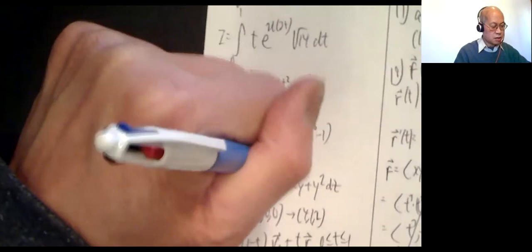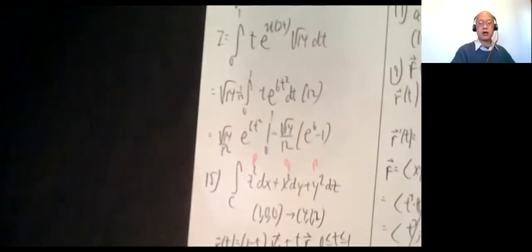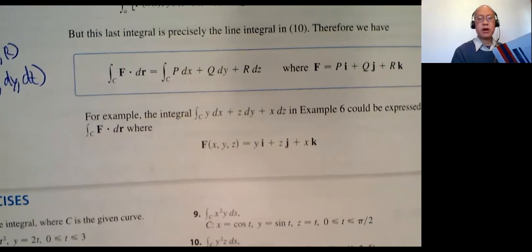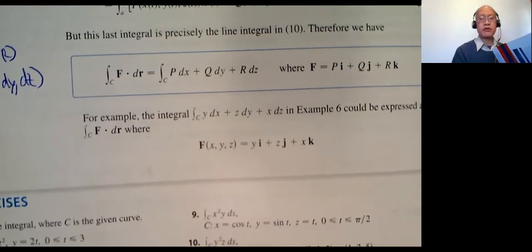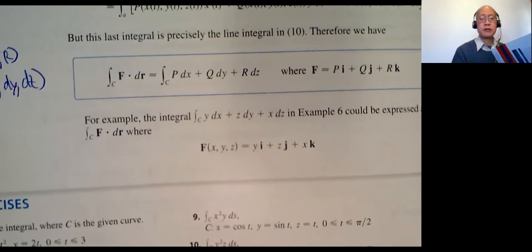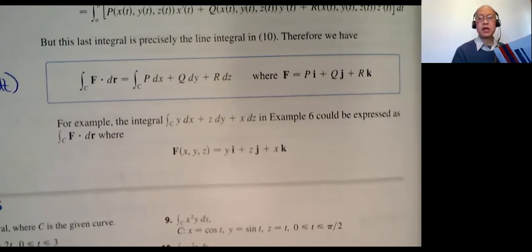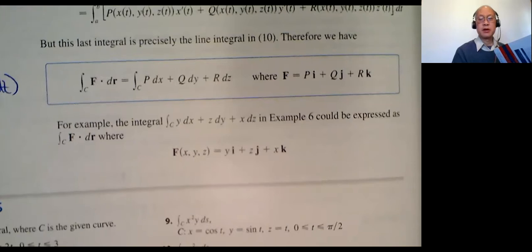To show you a little bit more, the book calls this P, Q, and R. I'm trying to show you here. Integrating F dot dr. So F is the vector PQR, dr is the vector dx, dy, dz, and the dot product is P dx plus Q dy plus R dz. So F has components P, Q, and R, as you can see there.